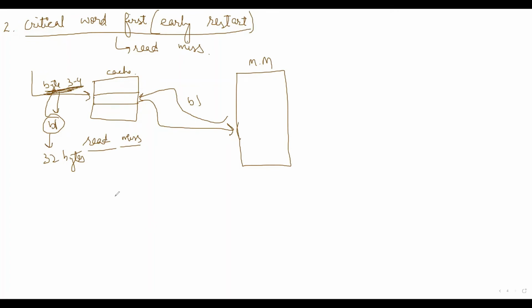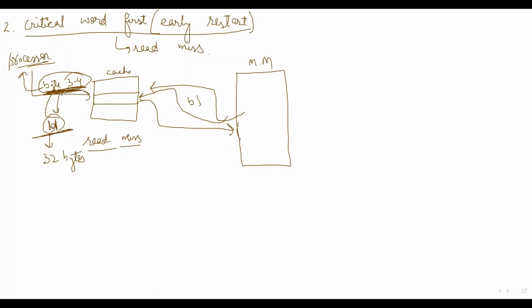Now, if we change this approach, how we can change this approach? My processor needs these 2 bytes, and there was a read miss. So while I am getting the bytes from main memory, basically I am getting a block, and block contains bytes. So while I am getting bytes from the main memory, whenever I get these bytes, I won't wait for other bytes to come. I will directly send these bytes to processor, and that processor will use these bytes instead of waiting completely for this complete block.